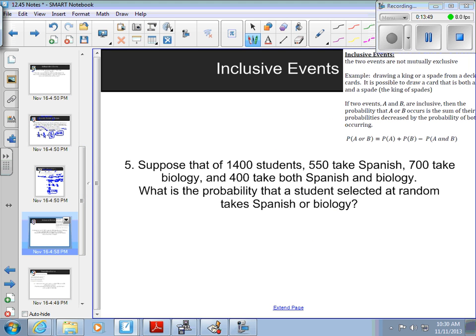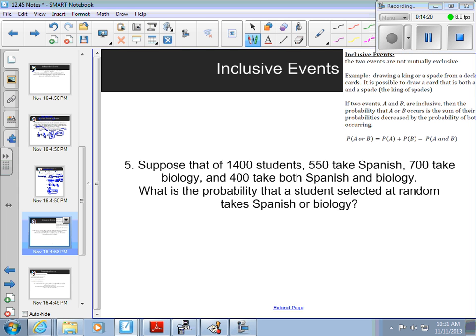All right, the last thing that we're going to briefly talk about before tomorrow is what's called inclusive events and dependent events. Inclusive events are 2 events that are not mutually exclusive. For example, drawing a king or a spade from a deck of cards. It's possible to draw a card that is both a king and a spade. So when you have inclusive events where one outcome could be both, you need to account for that.